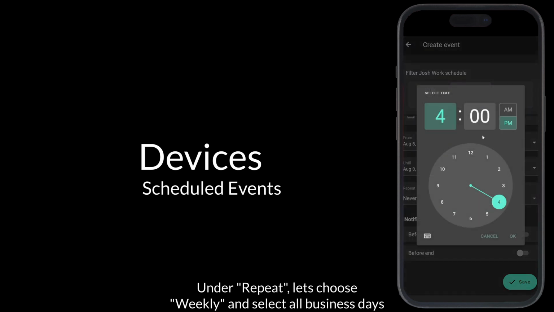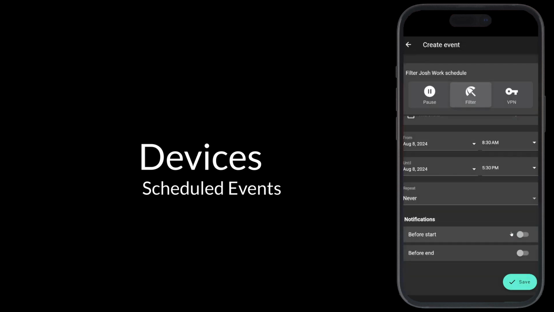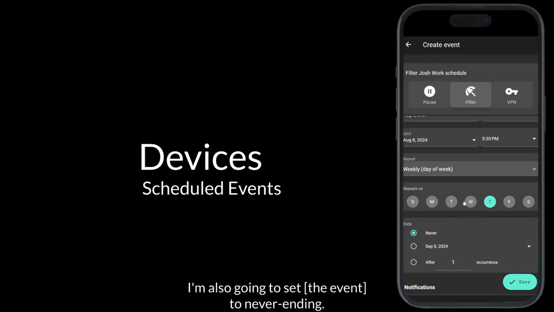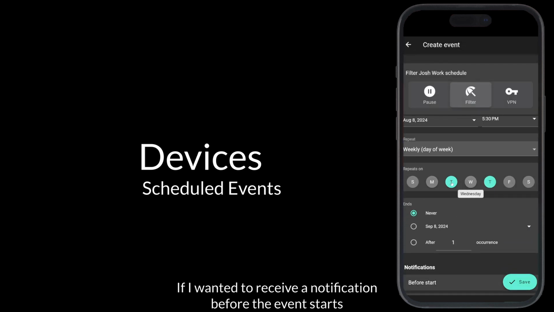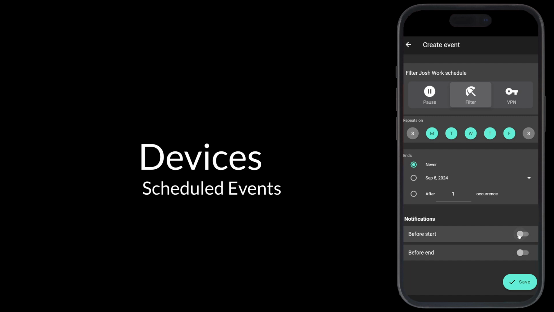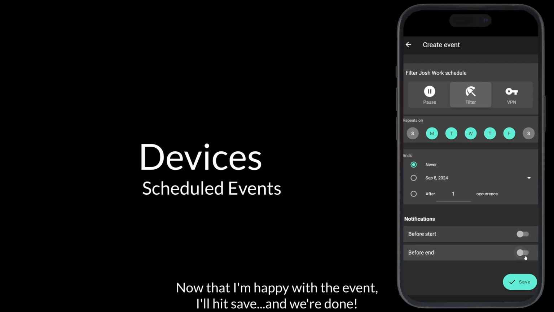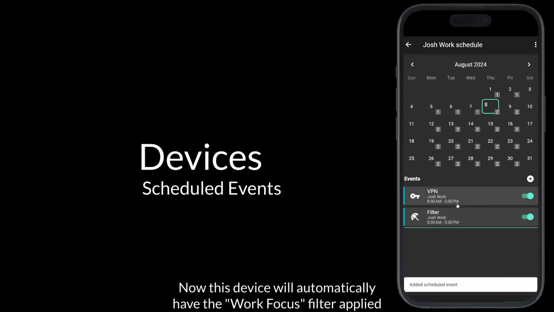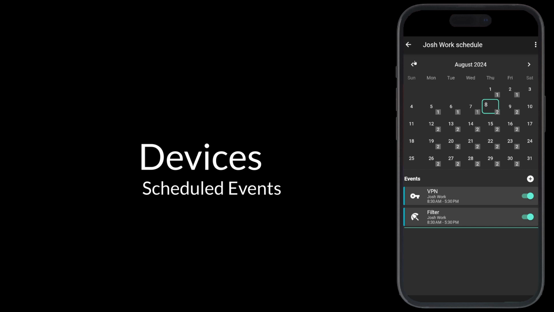Under Repeat, let's choose Weekly and select all business days Monday through Friday. I'm also going to set it to Never Ending. If I wanted to receive a notification before the event starts or before the event ends, I could also add that. Now that I'm happy with the event, I'll hit Save, and we're done. Now this device will automatically have the Work Focus filter applied weekdays during business hours.